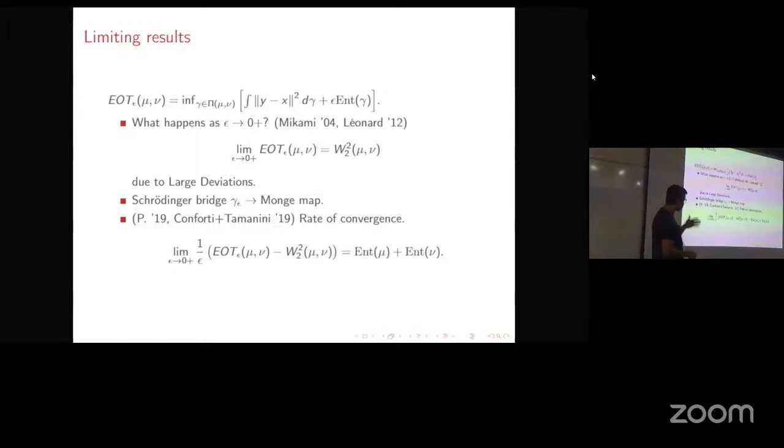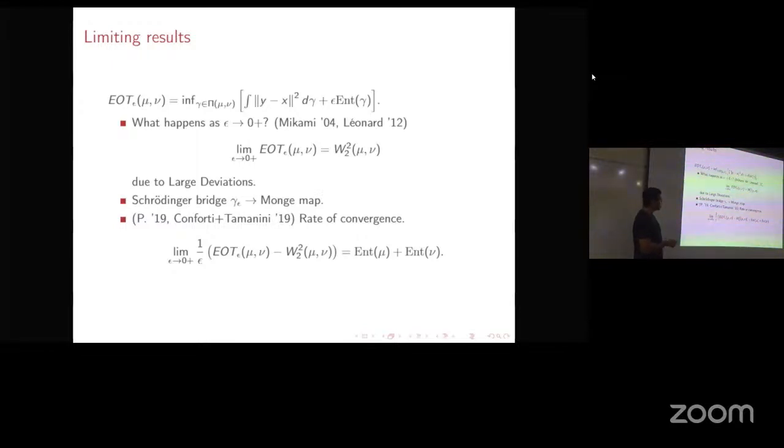There are a number of results known in this regard, almost all in the last 10 years. So this is my entropy-regularized problem. As I take epsilon going down to 0, do I recover the problem at epsilon equal to 0, which is my W2 squared, my Wasserstein-2 squared problem? So back in 2012, even in 2004, it was shown that yes, this is the case. You actually recover the actual cost of transport by solving this and then taking epsilon going to 0. The proof uses large deviations.